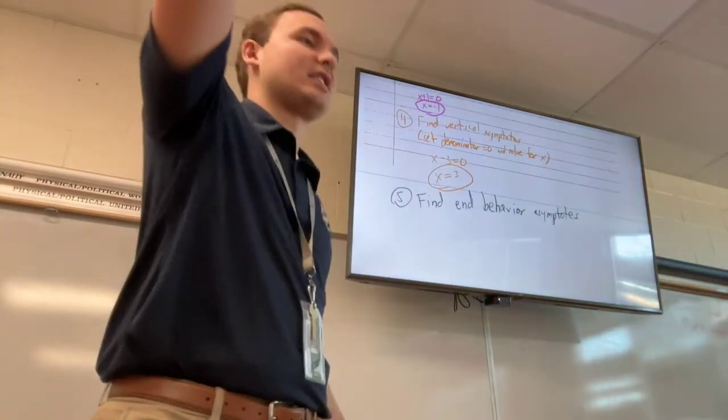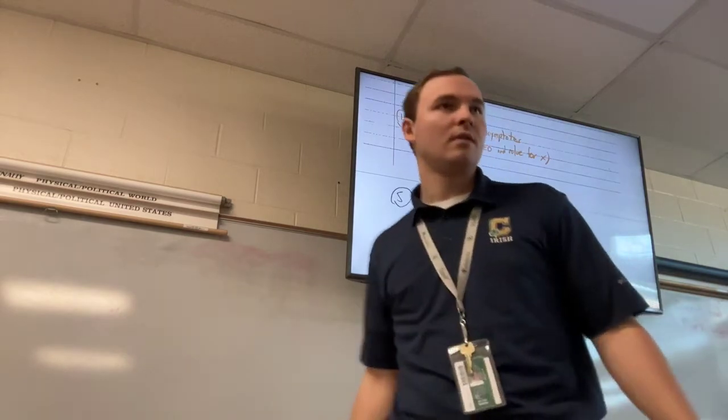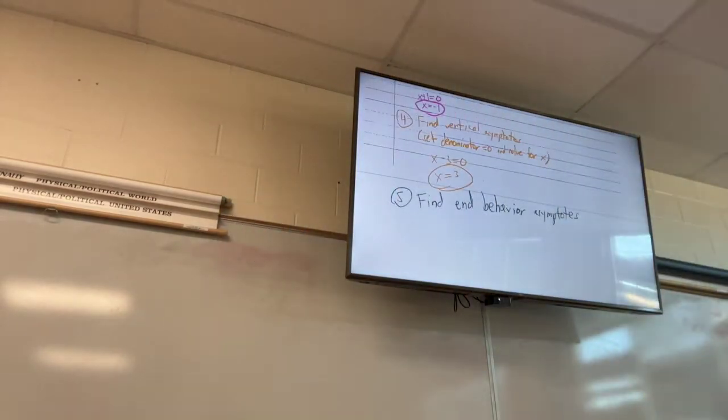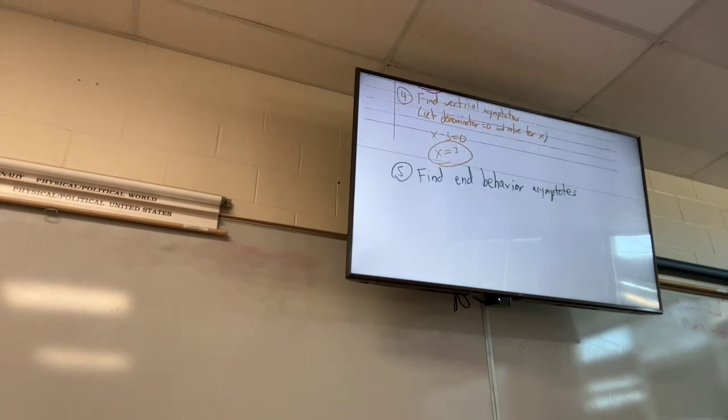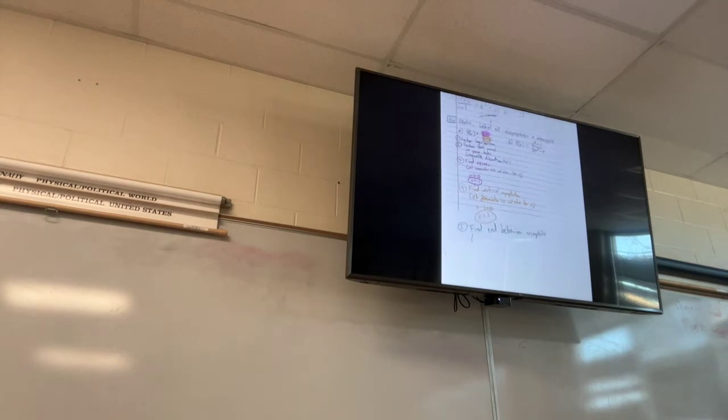Second reason I don't like to call them horizontal asymptotes: they're not always horizontal. They can be diagonal, also called oblique. Okay? So find end behavior asymptotes. What do I look at? All right, help Eric. What do I look at to find an end behavior asymptote? Someone help him out.